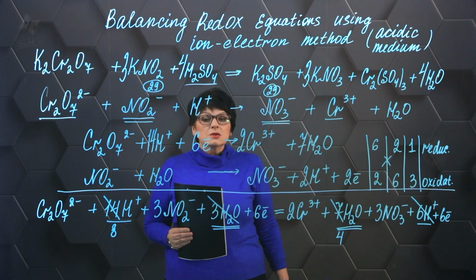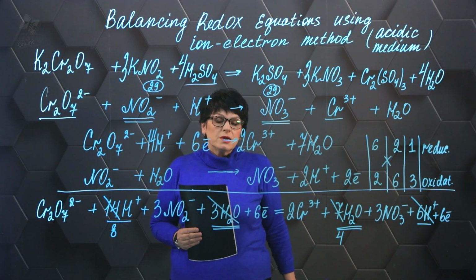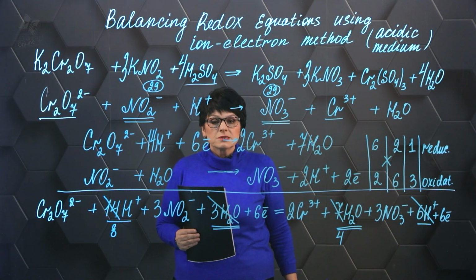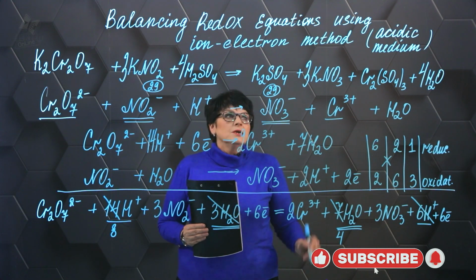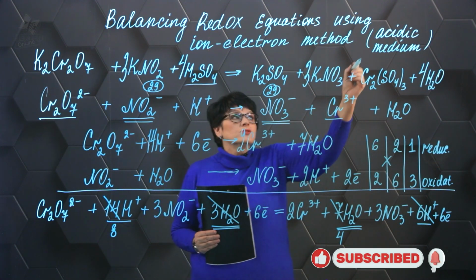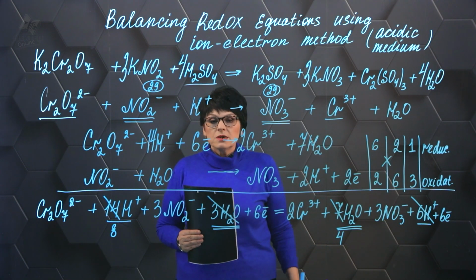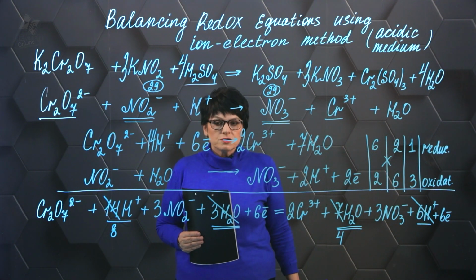The electron-ion balance method in itself is quite a laborious process, but it provides us with the capability to equate complex redox reactions. Therefore, it is important to fully comprehend this method. In our latest lesson, we examined how this method functions in an acidic environment. In our next lesson, we will focus on understanding how these processes occur and how to balance such reactions in an alkaline medium.